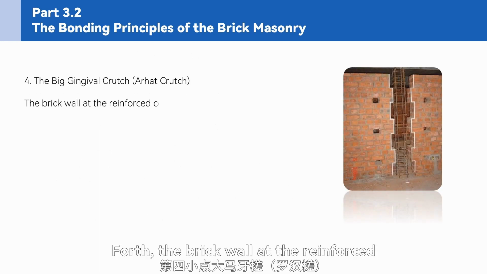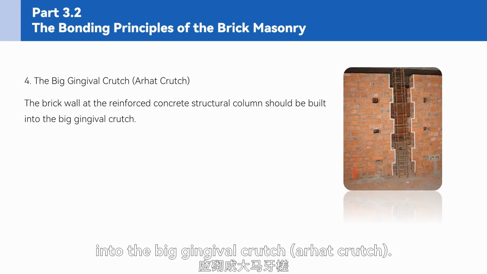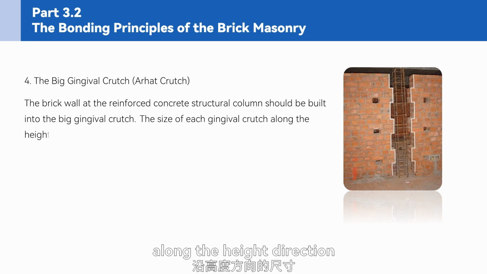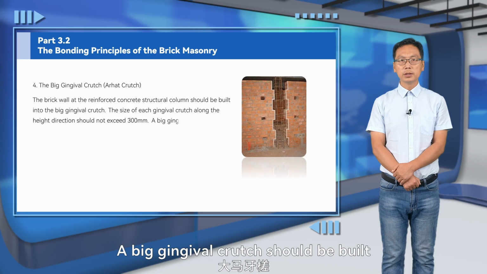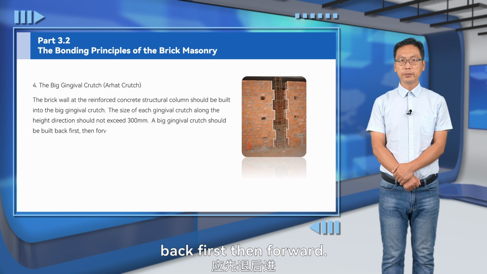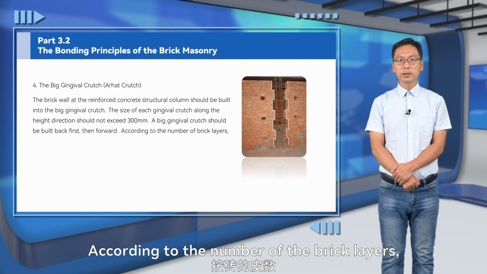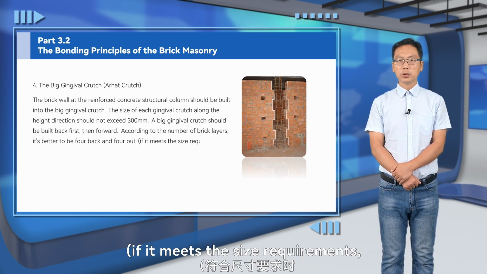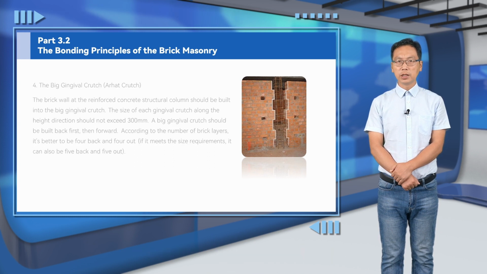Fourth, the brick wall at the reinforced concrete structural column should be built into the big gingival crutch, R-hut crutch. The size of each gingival crutch along the height direction should not exceed 300 mm. A big gingival crutch should be built back first, then forward. According to the number of the brick layers, it's better to be 4 back and 4 out. If it meets the size requirements, it can also be 5 back and 5 out.